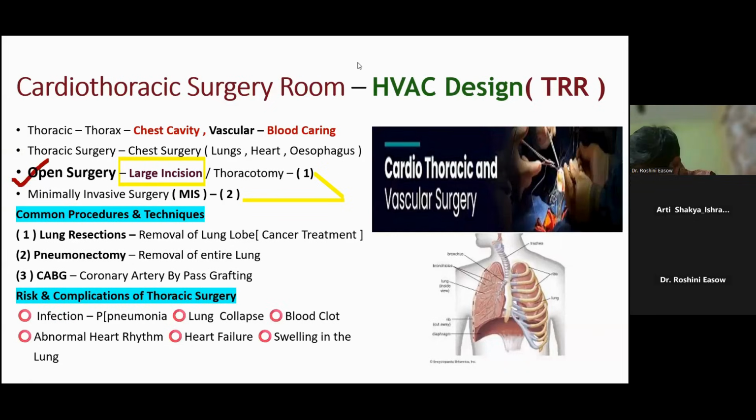So we'll convey that to ITC so that we can arrange more webinars from you, both for critical designs like the BMT room and the cardiovascular surgery room, including the incorporation of TRR. We'll convey this subject, cardiovascular thoracic surgery room HVAC design, to ISHRAE ITC and possibly arrange separate sessions for this.